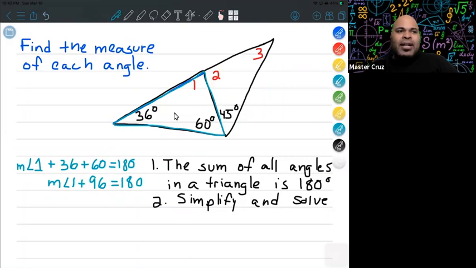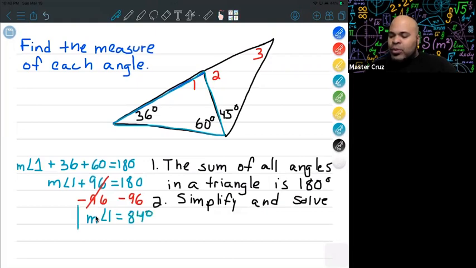This is the algebra part of the problem. All you have to do here is subtract, using inverse operations: we subtract 96 on both sides. If we subtract 96 on both sides, this will cancel, and that gives us that the measurement of angle 1 equals 180 minus 96, which is 84 degrees. We just found the measurement of angle 1, so I'm going to box that, because that's one of the things they want.